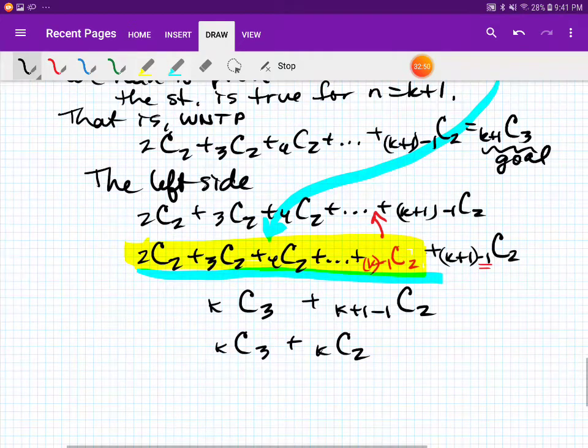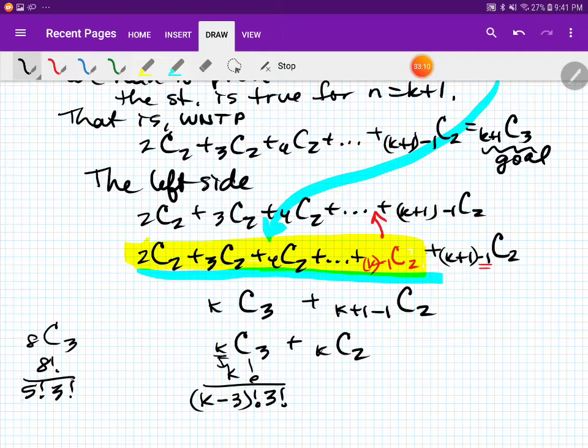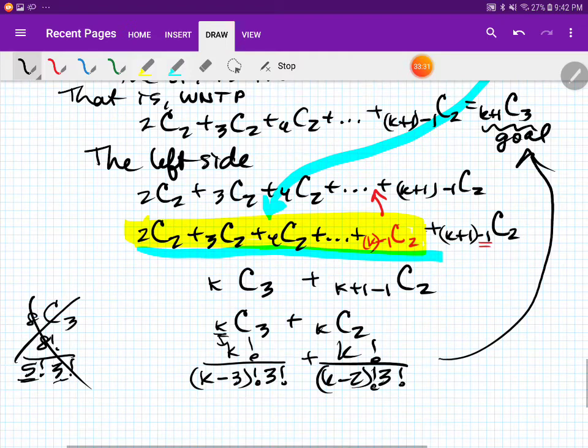I have no idea. So I'm thinking, let's change it back to the other form. K factorial over k minus 3 factorial times 3 factorial. Is that right? 8c3 would be 8 factorial, 5 factorial, 3 factorial. Did I do that right? K factorial, yes. K minus 3, yes. 3, yes. Okay, so I'm fine. So that's k factorial over k minus 2 factorial, 3 factorial. How awesome. It's like a common denominator. I'm trying to get to this. So I'm thinking I need a k plus 1.